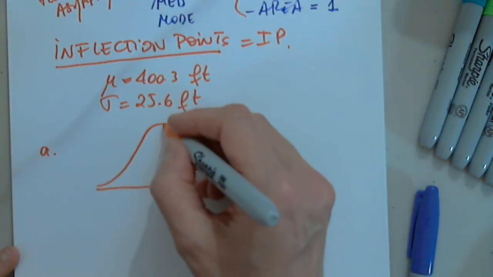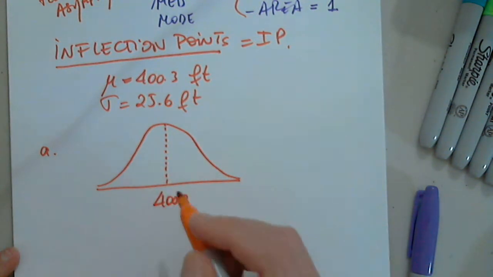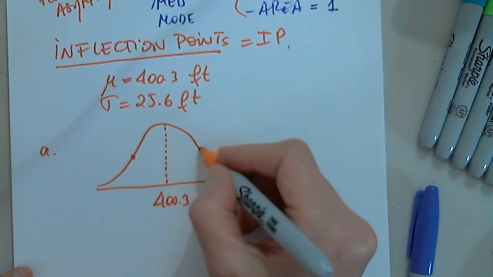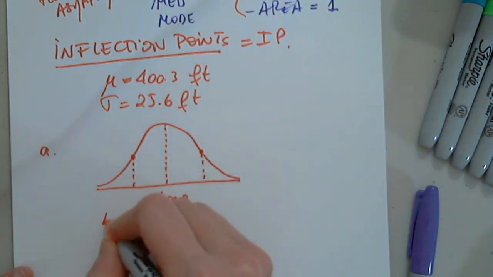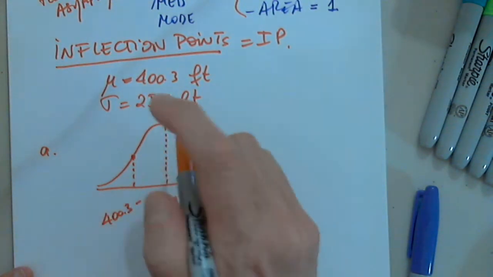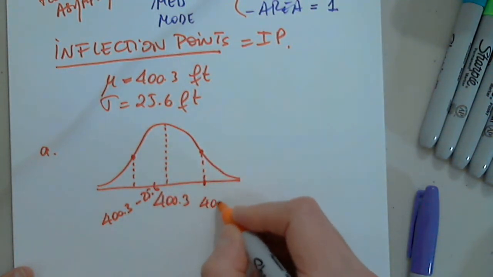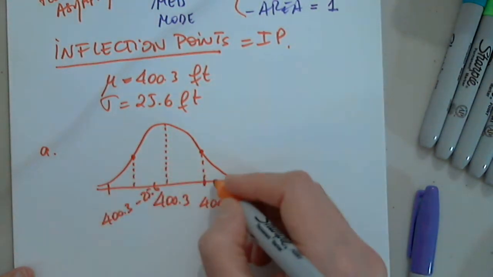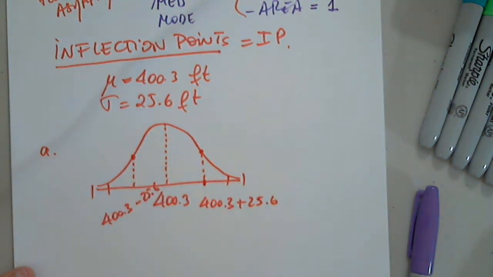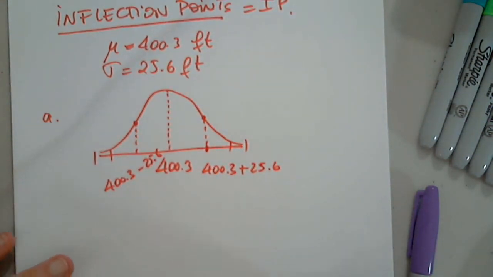Okay. So this is the graph. It's not a perfect graph, as you see, but obviously this must be 400.3. These must be the inflection points, meaning this point is 400.3 minus 25.6, and this point here is 400.3 plus 25.6, and then plus 2, and then plus 3. Okay, so that's all I can present.